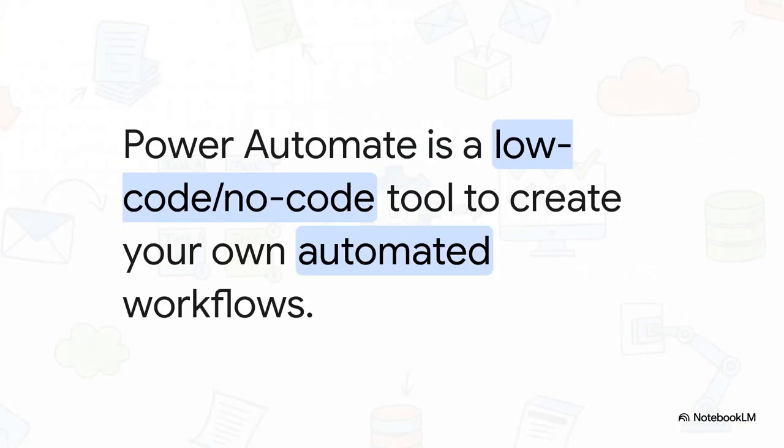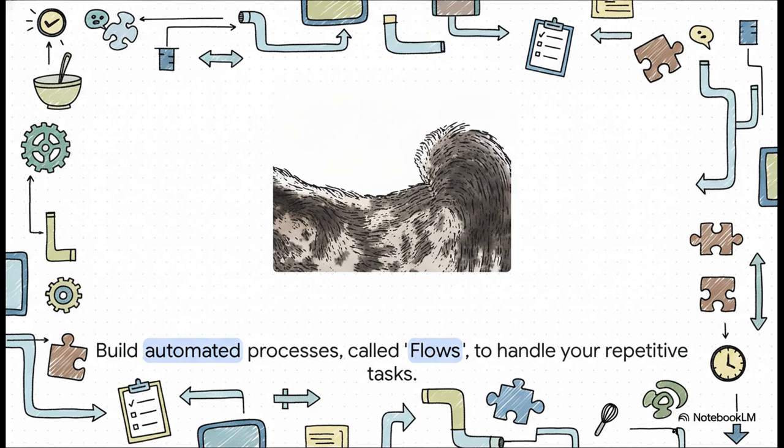So, Power Automate is what we call a low-code/no-code tool, which is just a fancy way of saying you don't need to be a programmer to use it at all. Instead of writing lines of code, you're building these incredible automated solutions just by choosing from menus and filling in some blanks. It's a total game changer. So with this tool, you build these automated processes that are called flows. Honestly, the best way to think of a flow is like a simple digital recipe. You're the chef, and you're just telling it what to do to handle your repetitive tasks, all on its own.